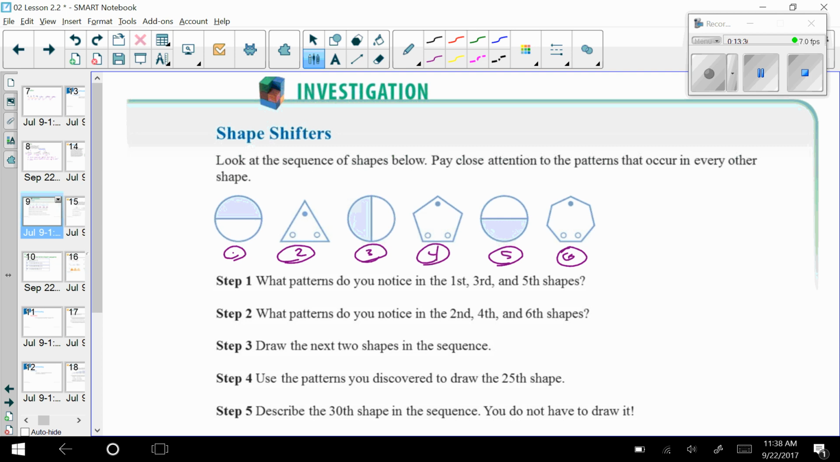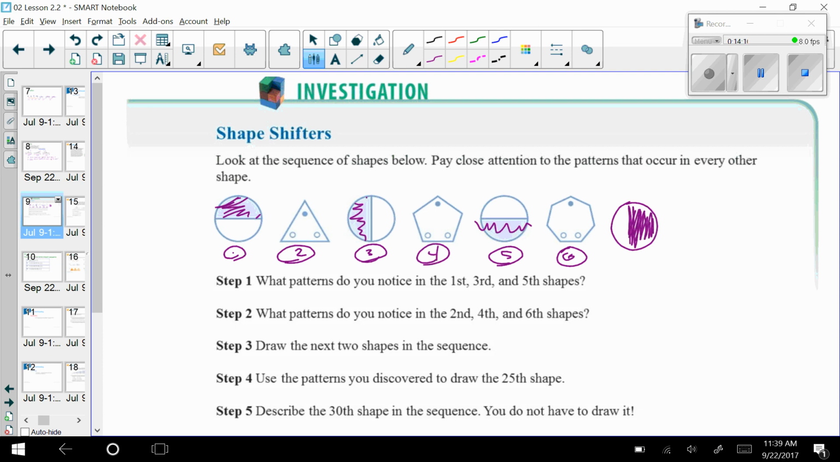What do we notice about the difference between the first, the third, and the fifth? The shaded area is always rotated 90 degrees or a quarter turn counterclockwise. So it goes from having the dark part here to the dark part here, then on the bottom. So what might our seventh shape look like? Well, we know it's going to be a circle because all of the odd ones are circles. And it's going to be shaded on the right half of the circle.